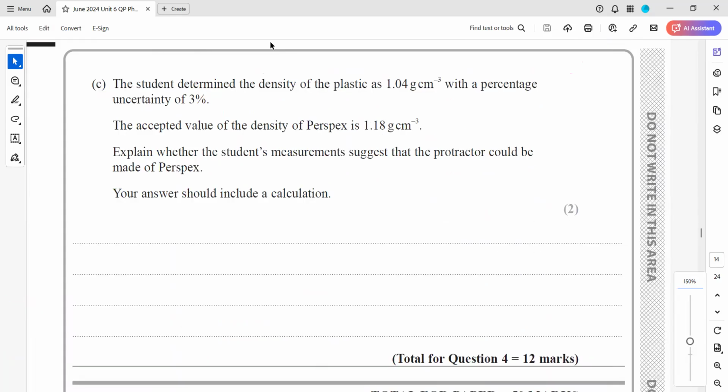Then the student determined the density and the percentage uncertainty is 3%. The accepted value for Perspex is 1.18. Explain whether the student's result suggests that the protractor could be made of Perspex. So what we have to do is work out the percentage difference. The determined density is 1.04.